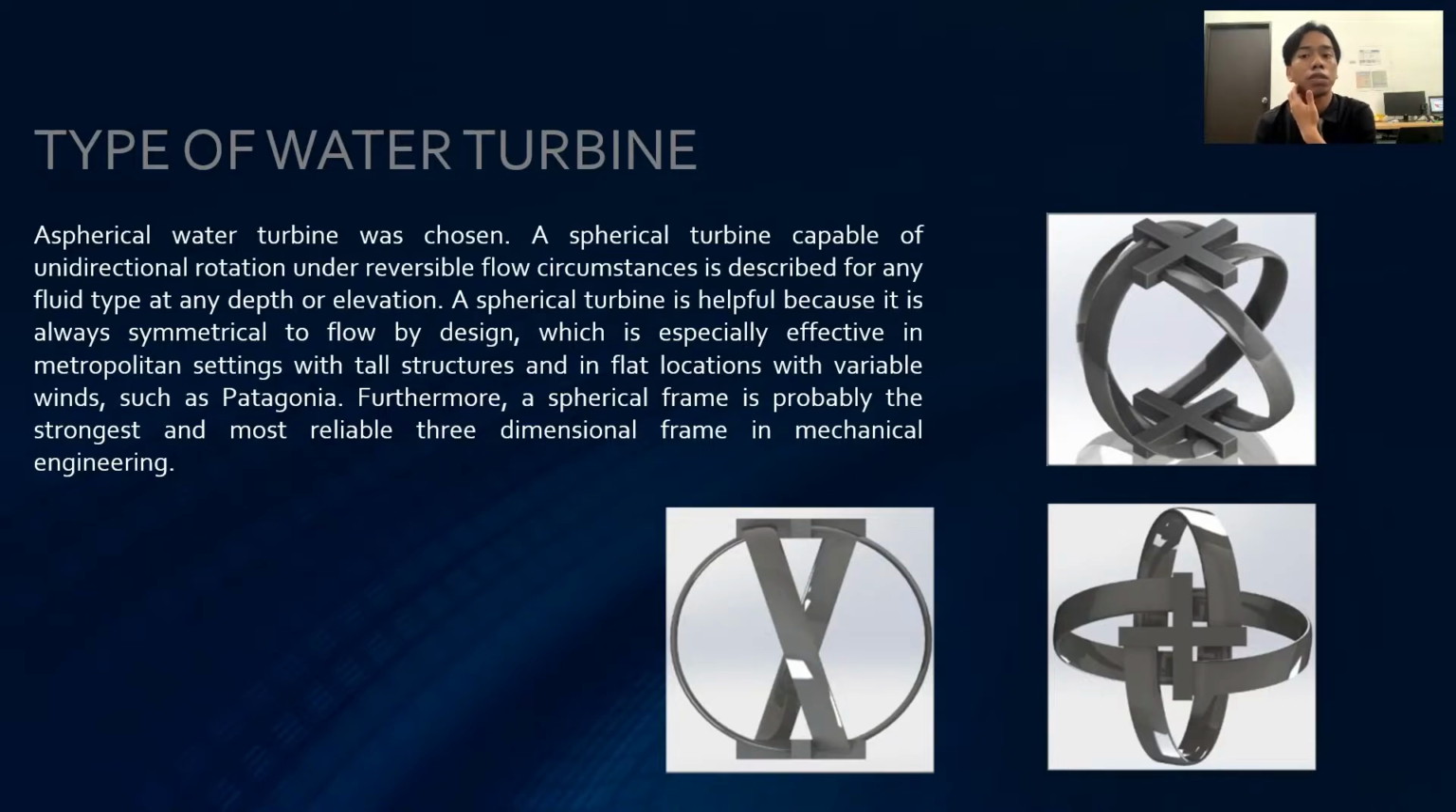Why was a spherical water turbine chosen? This is because a spherical turbine capable of unidirectional rotation under reversible flow circumstances is described for any fluid type at any depth or elevation. A spherical turbine is helpful because it is always symmetrical to flow by design, which is especially effective in metropolitan settings with all structures and in flat locations with variable winds such as Patagonia. Furthermore, a spherical frame is probably the strongest and most reliable three-dimensional frame in mechanical engineering.